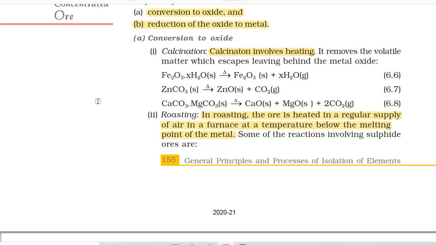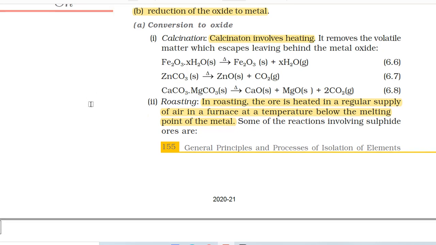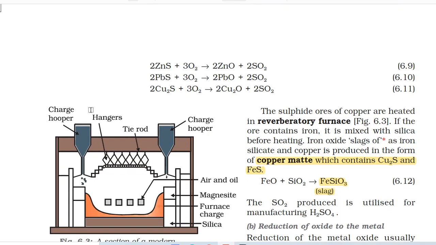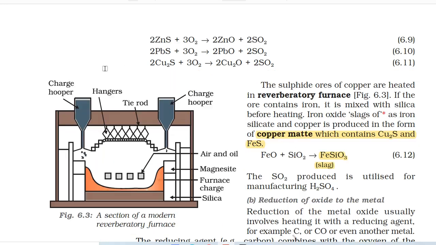Second, roasting. In roasting, the ore is heated in a regular supply of air in a furnace at a temperature below the melting point of the metal. Some of the reactions involving sulfide ores are: 2ZnS + 3O2 gives 2ZnO + 2SO2. 2PbS + 3O2 gives 2PbO + 2SO2. 2Cu2S + 3O2 gives 2Cu2O + 2SO2.